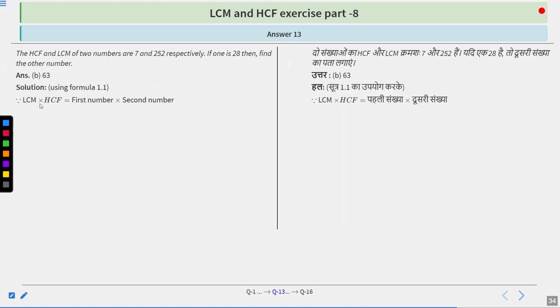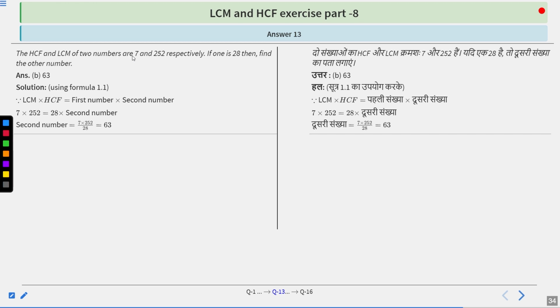Now, because we know that LCM into HCF is equal to first number into second number according to formula 1.1, and HCF was 7 and LCM was 252, 7 into 252 is equal to the product of numbers, and one of the numbers was 28. That means 28 into the other number, or second number. So from here the second number becomes 7 into 252 upon 28. 7 fours are 28, and when you divide 252 by 4, you get 63. That means the other number was 63. Option number B is the correct answer.